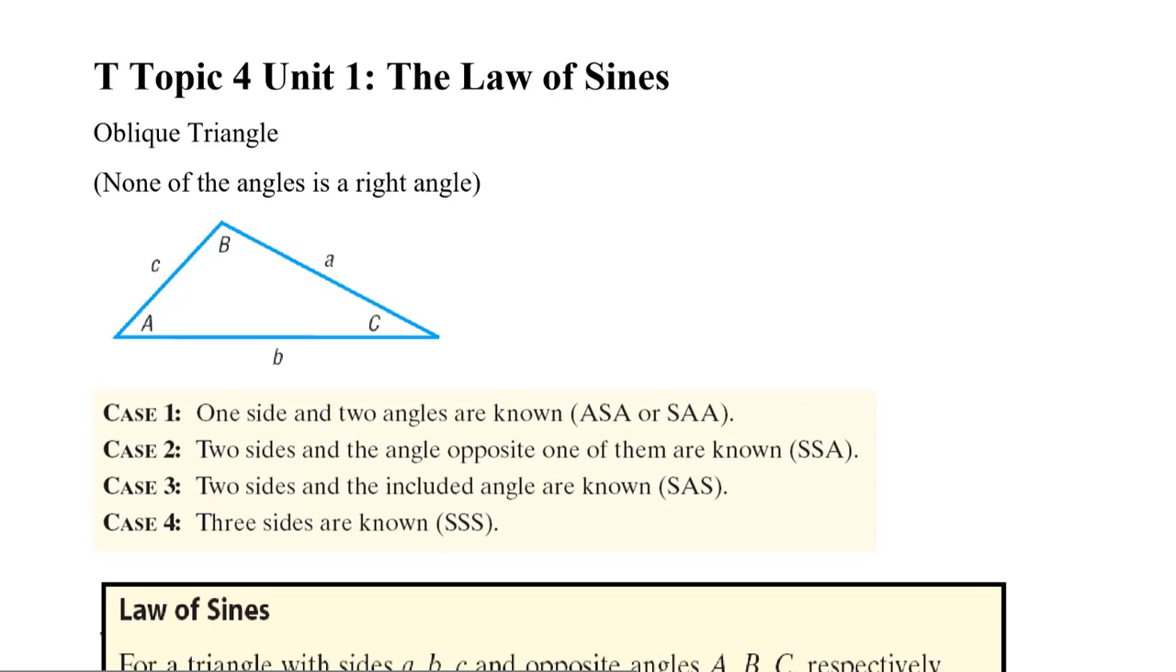In our investigation, we did study what happens when we have case 1, where one side and two angles are known, ASA or SAA, and we also saw what happens when two sides and the angle opposite one of them are known, SSA. For these cases, we're able to apply the law of sines.